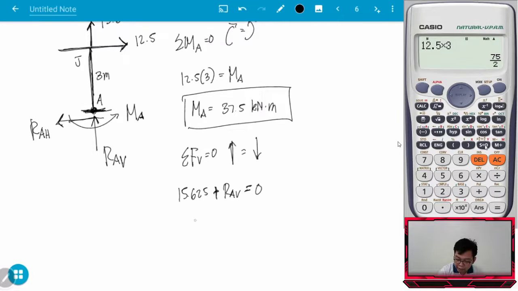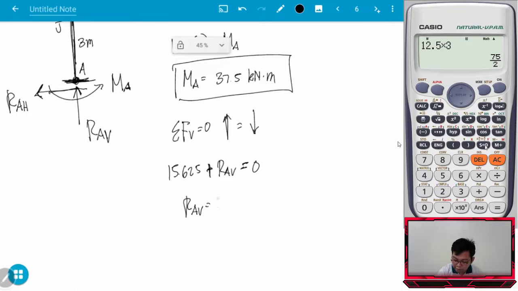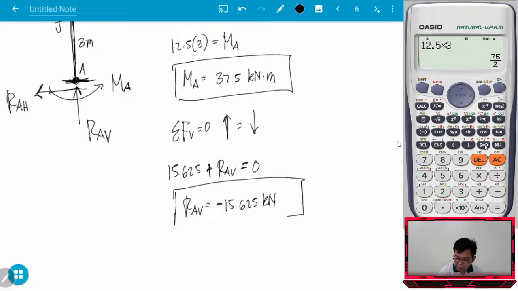So meaning RAV is simply equal to a negative 15.625 kilonewton. Sir, why is your answer negative? Again, no problem guys, especially to my students. A negative answer means your assumption was wrong. My assumption there was that RAV is upward, which is wrong, so that is actually downward. Anyway, it is still okay, because you put the negative sign in your answer, meaning your assumption was wrong.